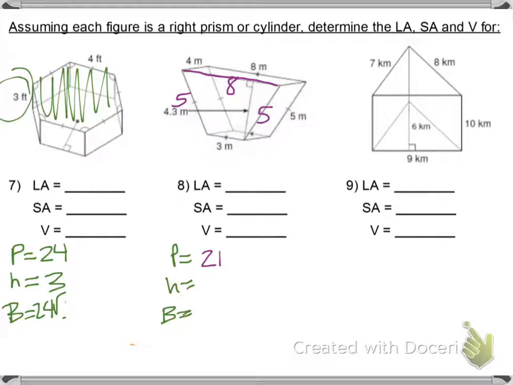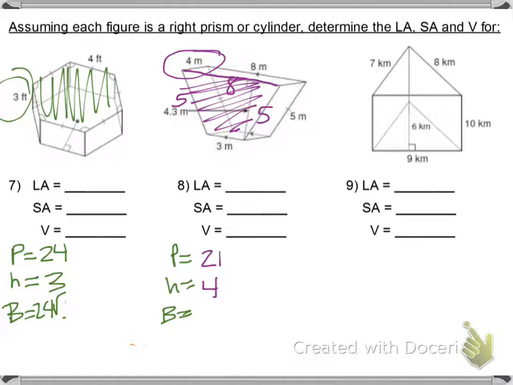Okay, the height, again, remember, this is the height that is connecting your two bases. There's a lot of numbers on here that you could get confused by. Locate where your two bases are and what is connecting those, and that would be 4.